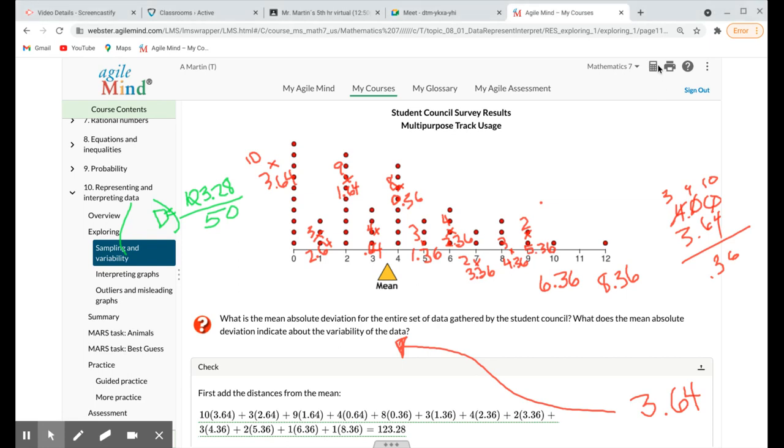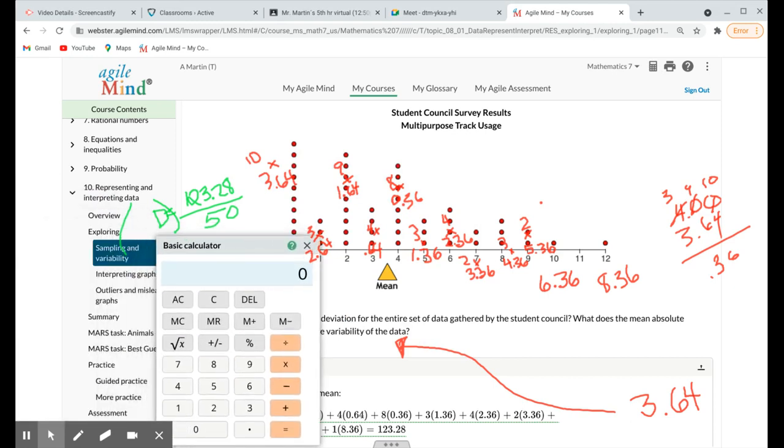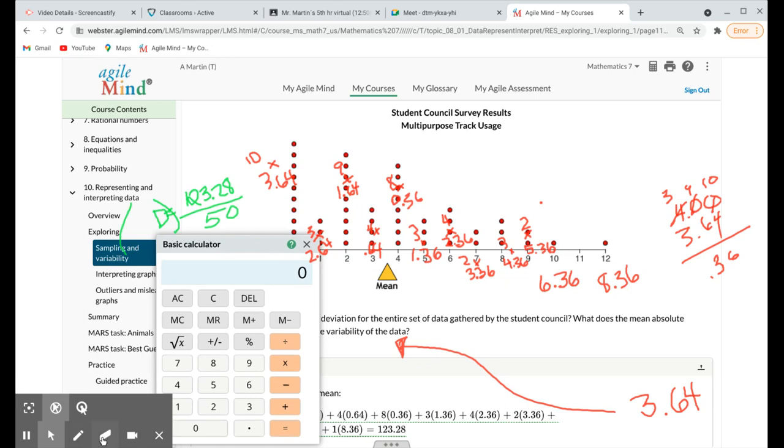Rachel, how do I put this in the calculator to get my answer? The 123.28. All this. How do I put all that in the calculator? So you're going to do 123.28 divided by 50. Good. When we do that, what is our mean absolute deviation going to be? 2.4656. Okay. So 2 and 4,656 ten thousandths. All right. That is our mean absolute deviation. And you are 100% correct.